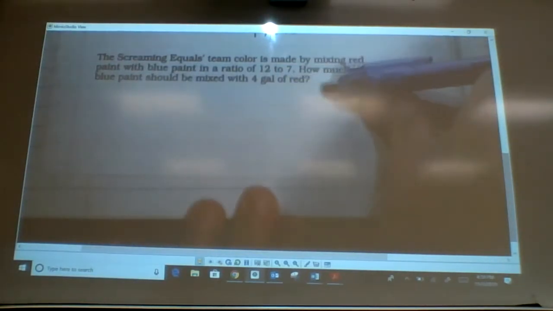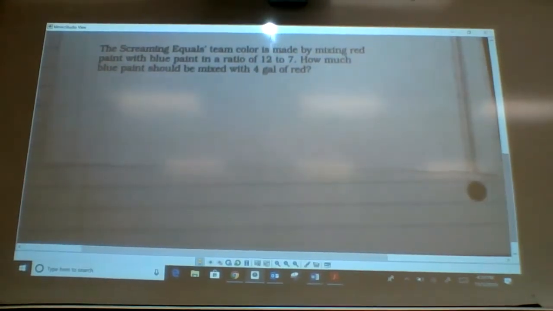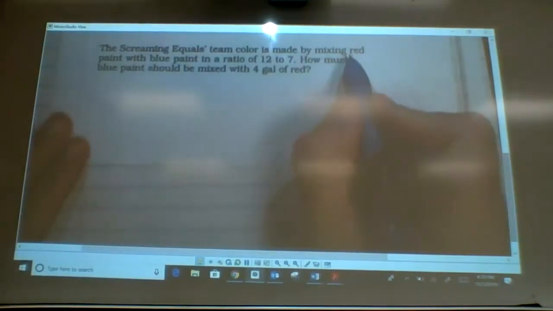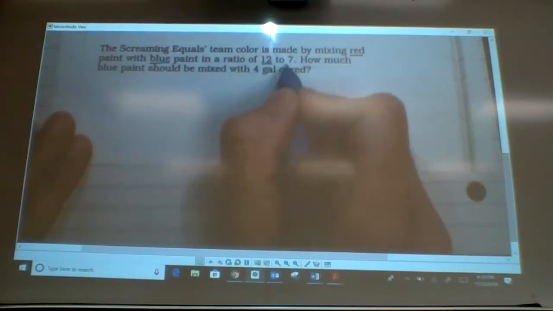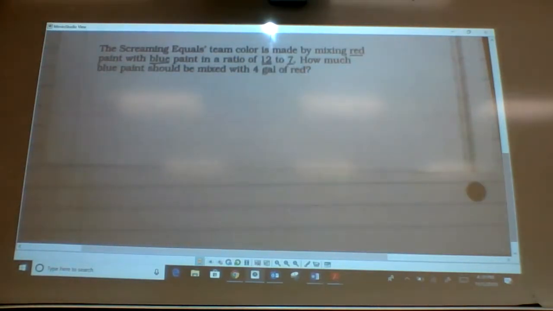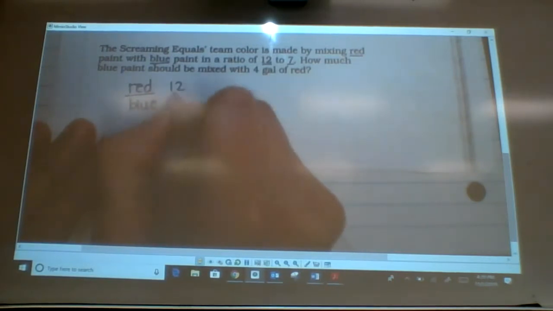All right, the Screaming Eagles team color is made by mixing red paint with blue paint in the ratio of 12 to 7. How much blue paint should be mixed with 4 gallons of red? So we're dealing with a ratio of red to blue, and our ratio has to be written in that same order. So we write our word ratio, red to blue, and the ratio is 12 to 7.